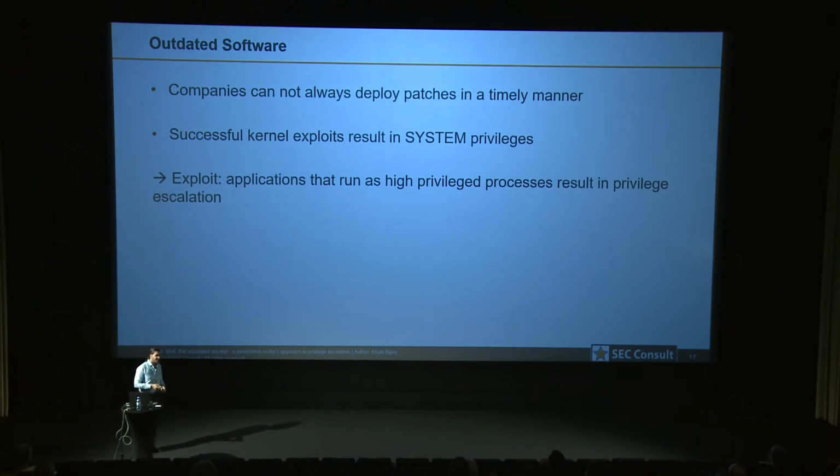Another very obvious thing, but I would say this is probably the thing where most privilege escalation attacks were successful, is outdated software. Be it the Windows kernel itself, or be it some software that runs with high privileges that you can then exploit. Why is this even possible?